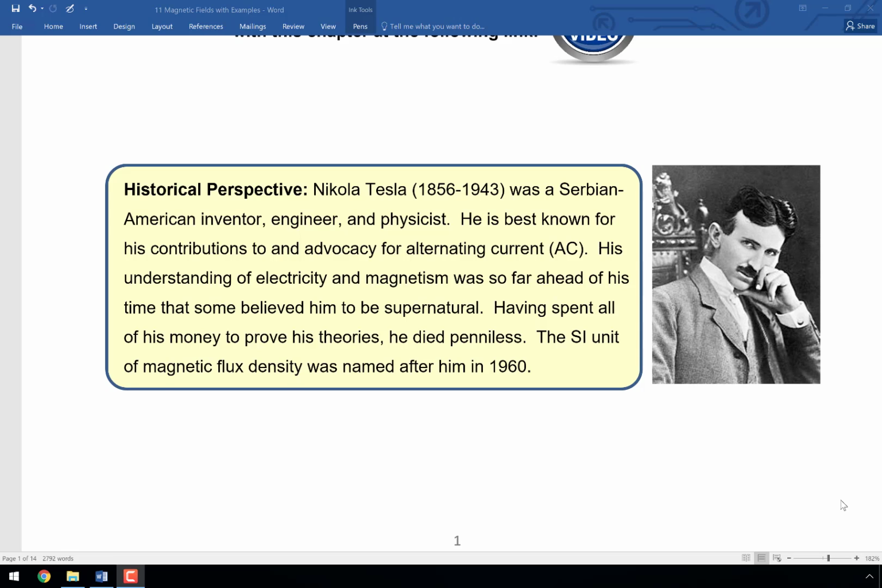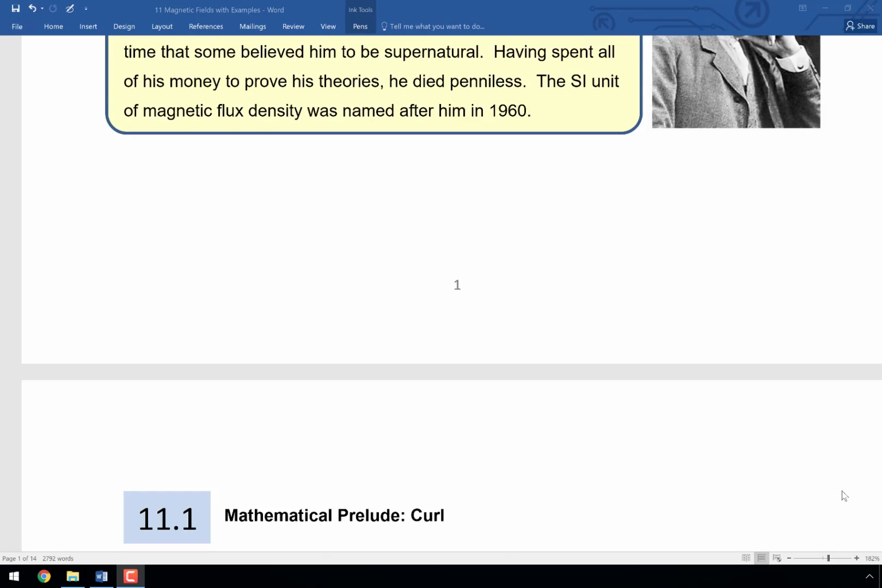And he was also very dedicated to his field. He would often give away his inventions without patenting them, just so that other scientists and engineers could improve them and make them even stronger. He spent all of his money working on his inventions and working on his theories, and he died penniless in 1943. His work wasn't really well recognized until the SI unit for flux density was named after him in 1960.